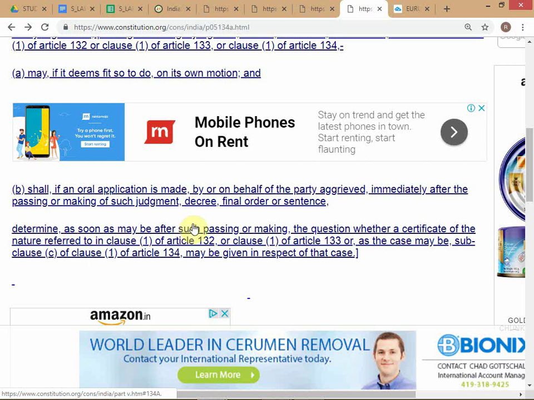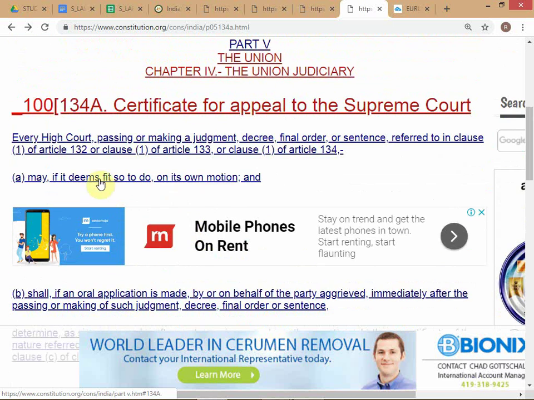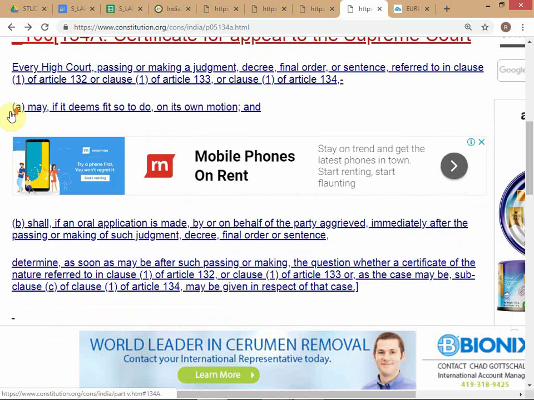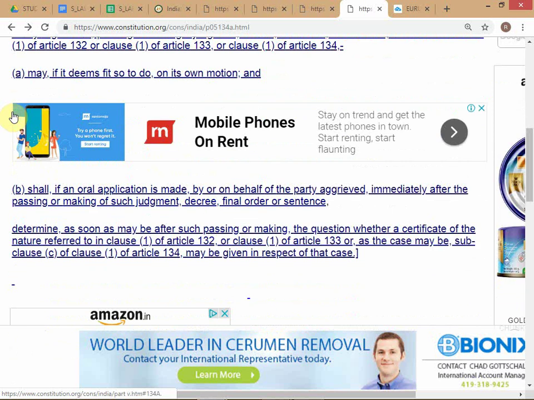Okay, because see what might happen here. The High Court, A may not happen. You lose the case in the High Court, A may not happen, the High Court may not be bothered, the High Court may not think that this is a case that requires appeal to the Supreme Court. So the High Court doesn't do anything on its own. Alright, but your advocate requests under 134A clause B.